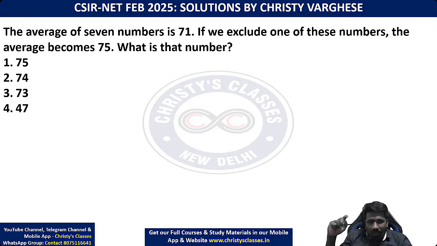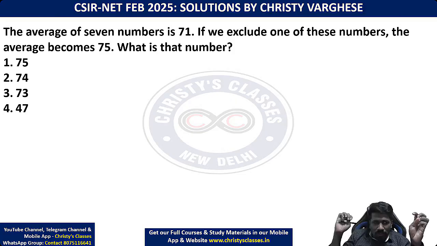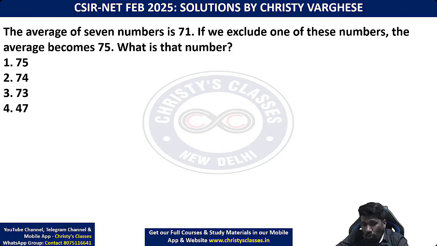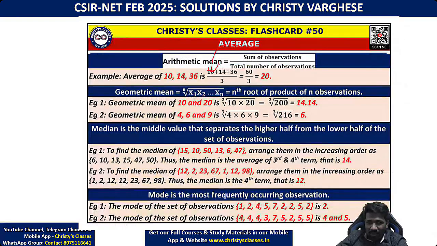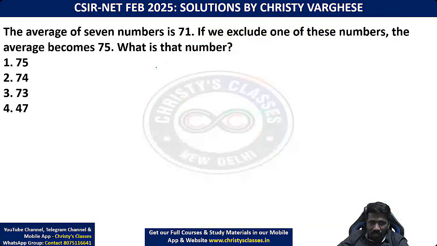The average of 7 numbers is 71. If we exclude one of these numbers, the average becomes 75. In our average chapter, we discuss this in 2 different ways. One is the normal school math method, finding arithmetic mean using this formula. Arithmetic mean is sum of observations divided by number of observations. By that idea, 71 is the old average.